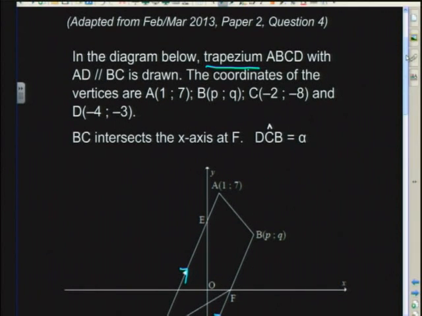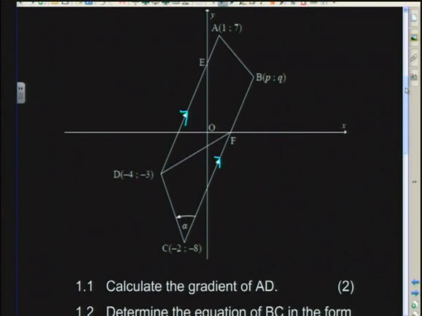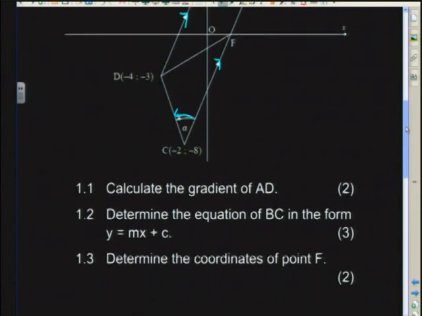They then give you the coordinates of all the points, and they tell you BC intersects the x-axis at F, and they tell you that angle DCB, which is marked on this diagram, is alpha. Okay, let's get straight into it.